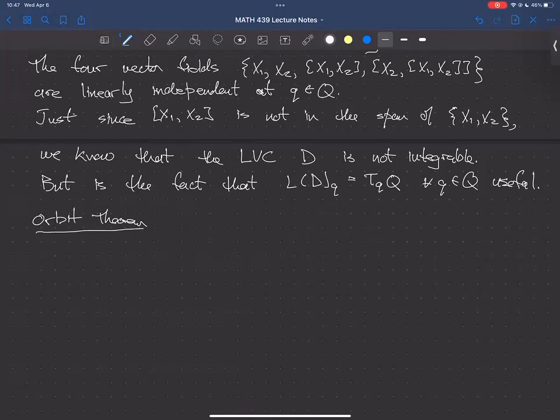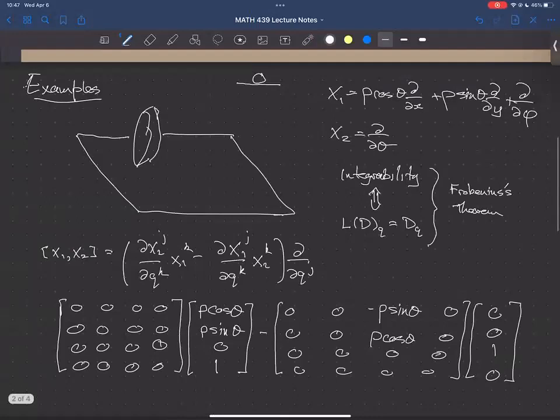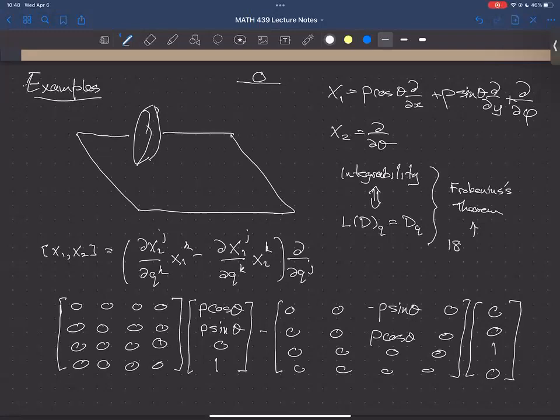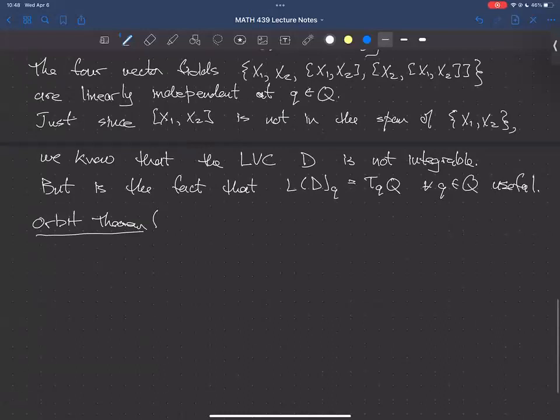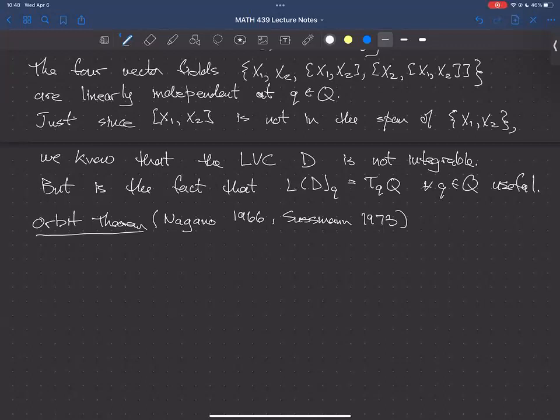And so, just to give you some idea of where we are in the history of the universe here. Frobenius, I don't know exactly when, but something like the 1880s. And this thing that I'm saying here, a bunch of people made contributions to this, including Nagano and Sussman, late in the previous century. So this is already touching upon things that are, in the mathematical spectrum of time, new. Okay, and so here's what the orbit theorem says.